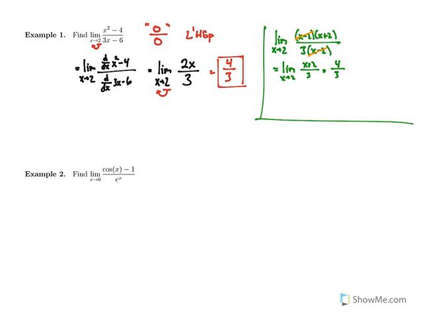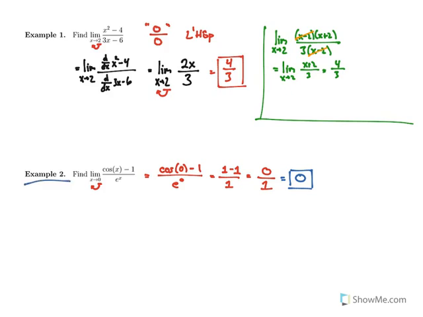All right, our next example, we're going to start by taking 0, plugging it in for x, and we get cosine of 0 minus 1 over e to the 0. Cosine of 0 is 1, so that's 1 minus 1. That's going to be 0 on the top. E to the 0 is 1, so this is 0 over 1, and that is not indeterminate. That's just 0. So why is this problem here?